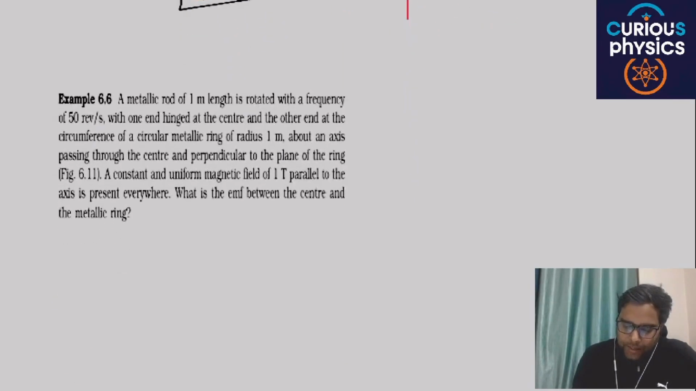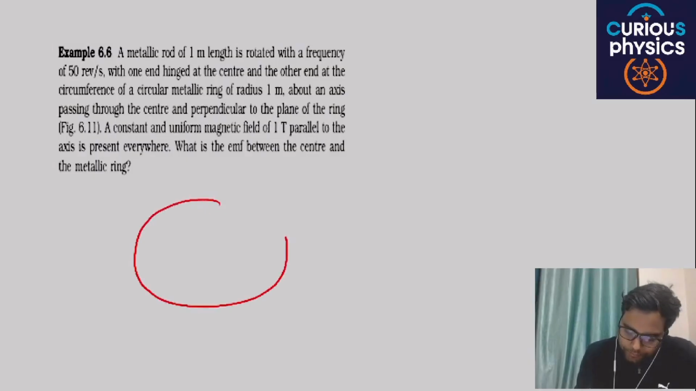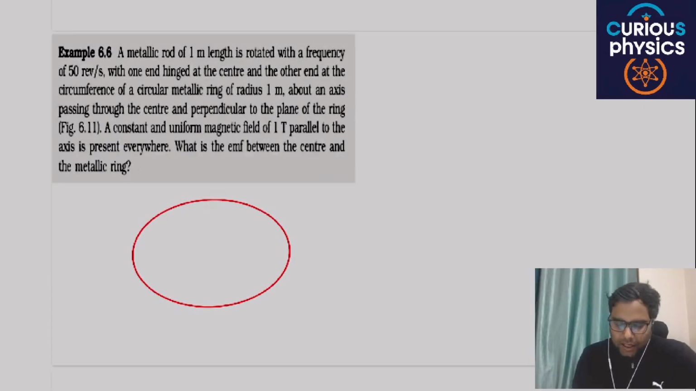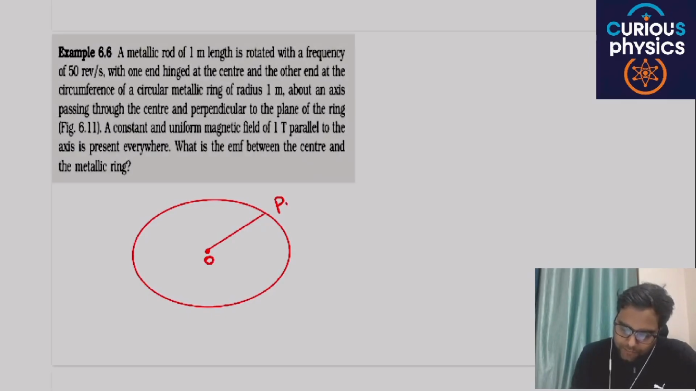VBL. Next: a metallic rod of 1 meter length is rotated with a frequency of 50 revolutions per second, with one end hinged at the center and the other end at the circumference of a circular metallic ring of radius 1 meter. Let's say this is the circular metallic ring, this is the metallic rod, this is point O, this is point P, and the magnetic field is about an axis passing through the center and perpendicular to the plane of the ring.